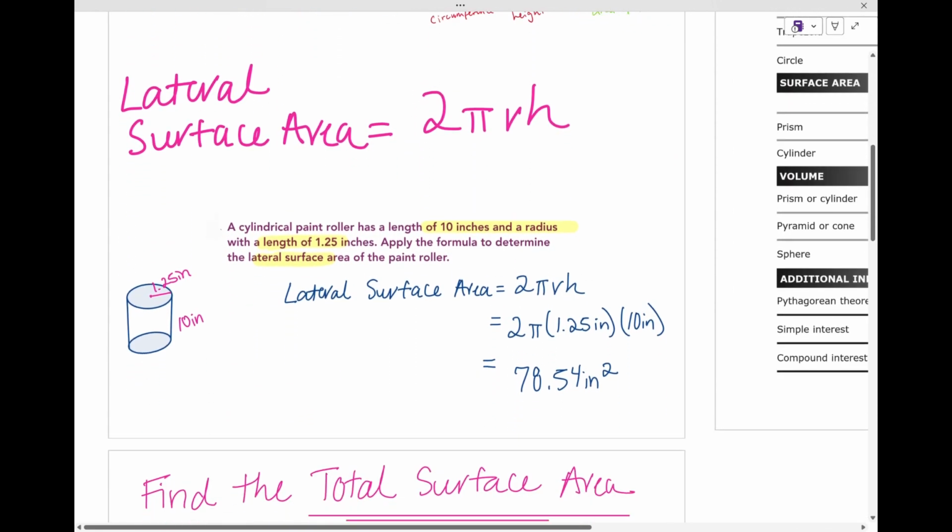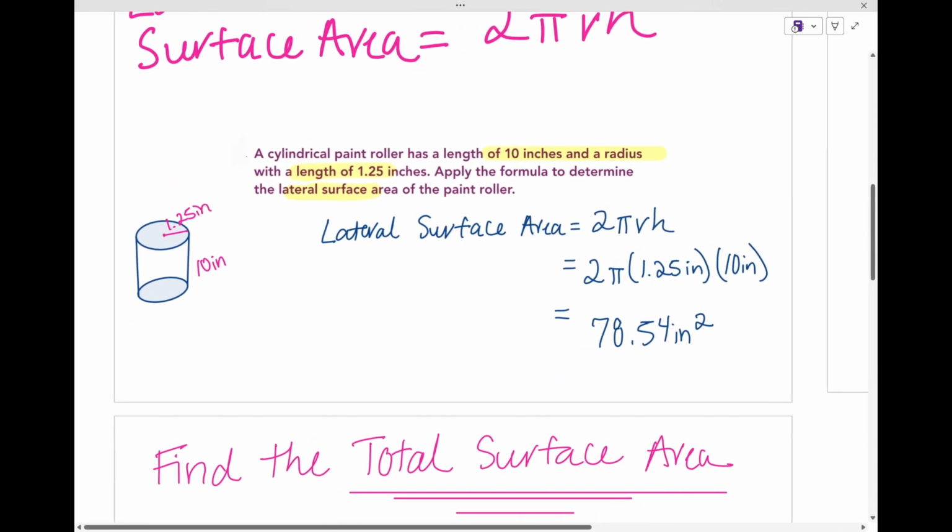So let's look at an example here. A cylindrical paint roller has a length of 10 inches and a radius of 1.25 inches. So over here, the length of 10 inches is referring to its height, really. The radius is r, and it tells us it's 1.25 inches, so 1.25 is our r. Now we want to apply the formula to determine the lateral surface area of the paint roller.